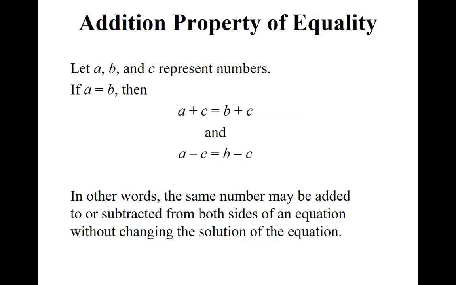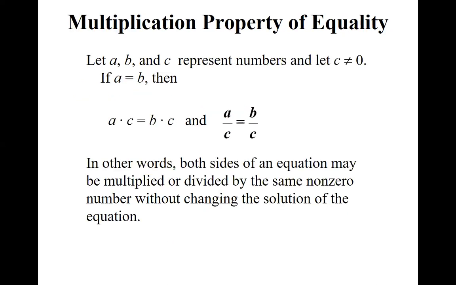If A equals B, then A plus C equals B plus C, and A minus C equals B minus C. In other words, we can add the same thing to both sides of an equation, or subtract the same thing from both sides of an equation without changing its value. Likewise, we could multiply both sides of an equation by something or divide both sides of an equation by something and not change its value. So if A equals B, AC equals BC, and A over C equals B over C.